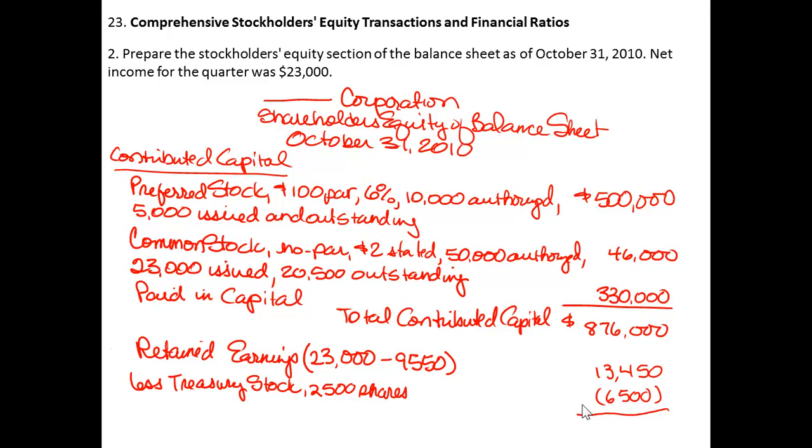So total shareholders' equity comes to $882,950. 882,950. So that is total stockholders' equity as of October 31st.